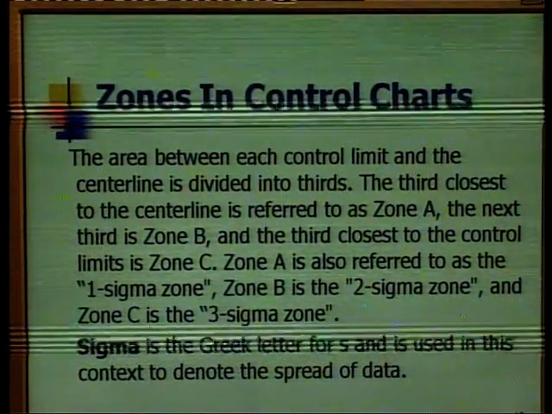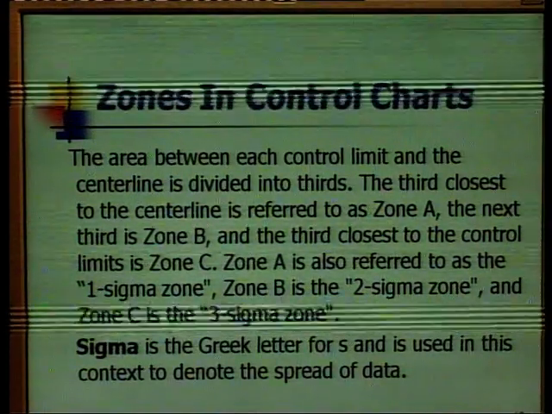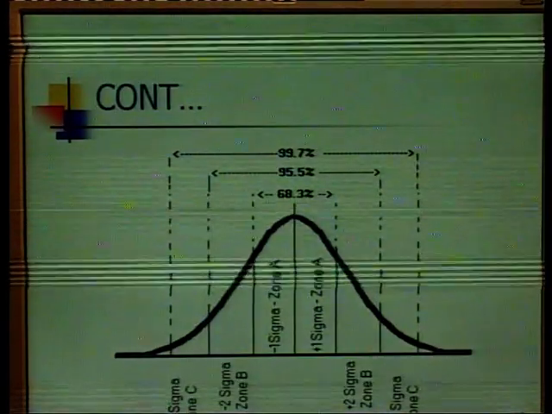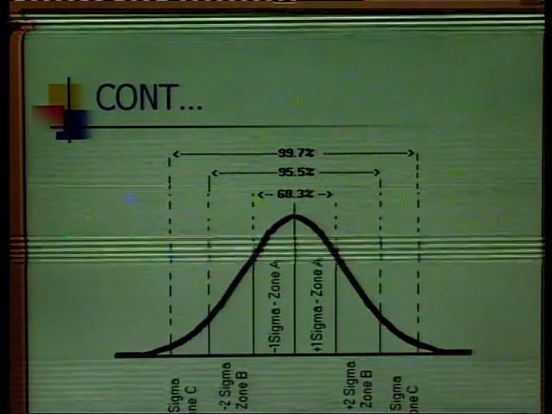Now, the area between each control limit and the center line is divided into thirds. These are the thirds: zone A, zone B, zone C.